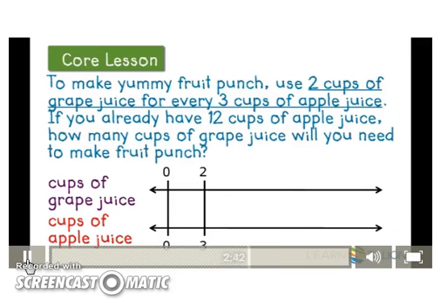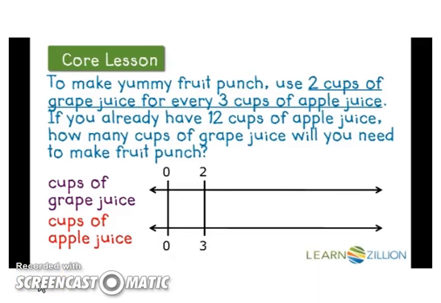Then to get the next point on our double number line, we know that if we add 3 more cups of apple juice, we'll have to add 2 cups of grape juice, so we'll get 4 and 6. The problem tells us that you already have 12 cups of apple juice, so we'll need to keep our pattern going on the number line until we get to 12 cups of apple juice. And when we do that, we can see our answer, 8 cups of grape juice.